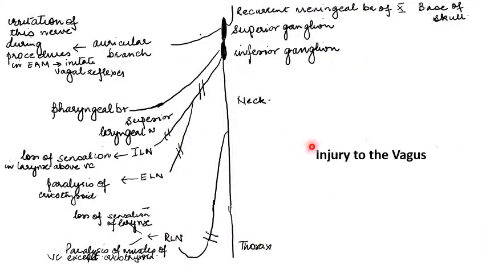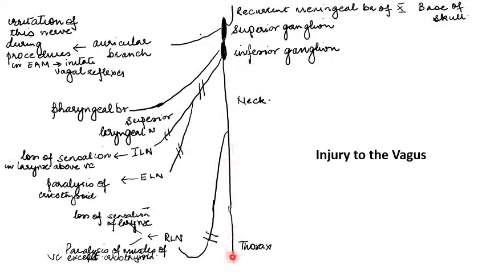Now let's discuss what happens if the vagus nerve is injured. Now the vagus nerve has a very long course within the neck. It is in close relation to a number of blood vessels. For example, we saw the external laryngeal nerve was in close relation to the blood vessels which were supplying the thyroid, that is the superior thyroid artery. And then it is in close relation to the common carotid and the internal carotid artery, while it's lying within the carotid sheath.